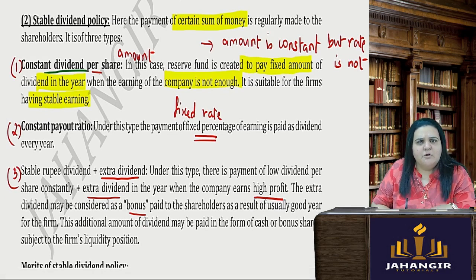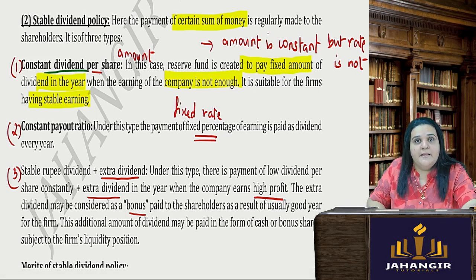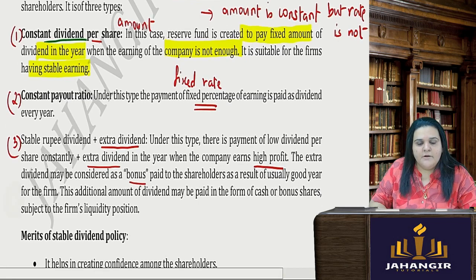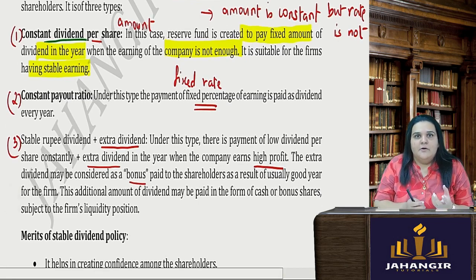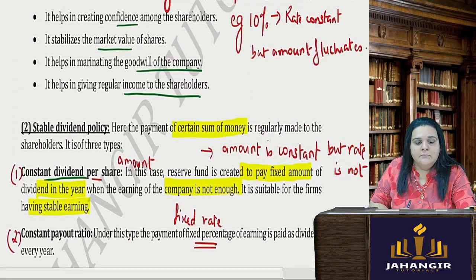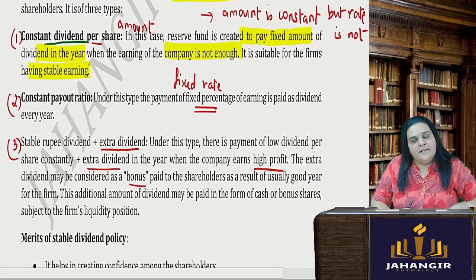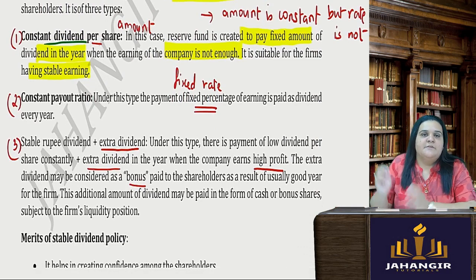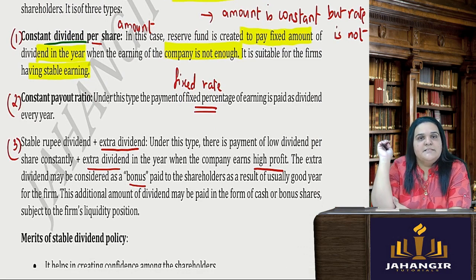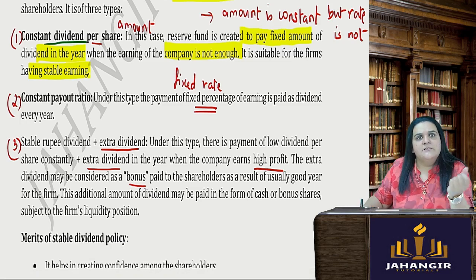It is there constantly, always there. Then you have constant payout ratio. Now constant payout ratio, again it is similar to the regular dividend policy. Here there is a fixed percentage of earnings paid as dividend every year. Fixed percentage of earnings. So it is the same type.